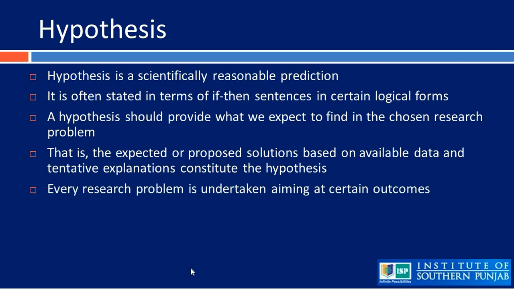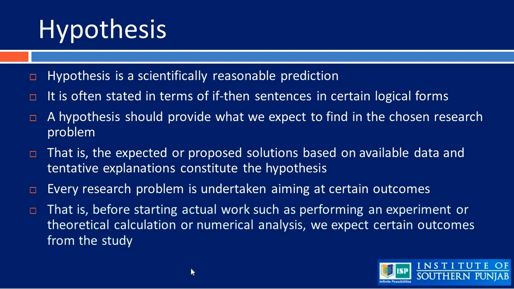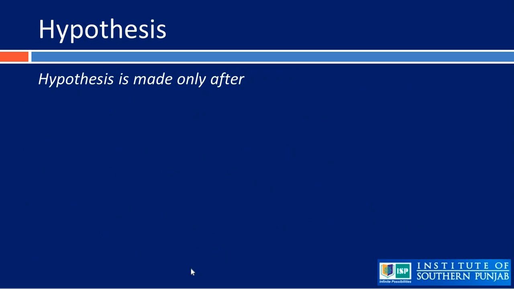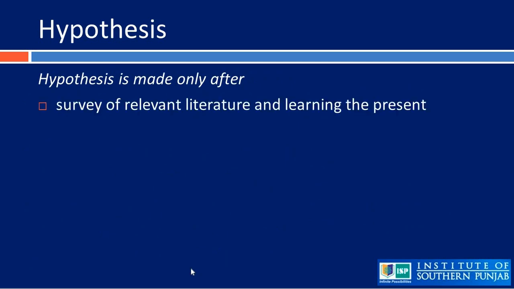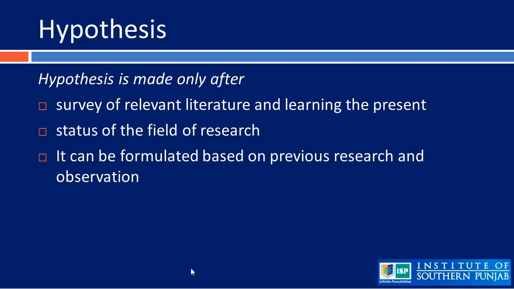Every research problem is undertaken aiming at certain outcomes. That is, before starting actual work such as performing an experiment or theoretical calculation or numerical analysis, we expect certain outcomes from the study. These expectations form the hypothesis. A hypothesis is made only after the survey of relevant literature and learning the present status of the field of research. It can be formulated based on previous research and observation.